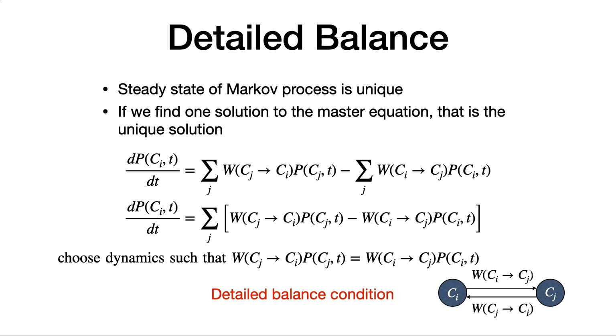So suppose I take this pair by pair. I look at configurations Ci and Cj. There is a rate of going from Ci to Cj. There is a rate of going from Cj to Ci back.